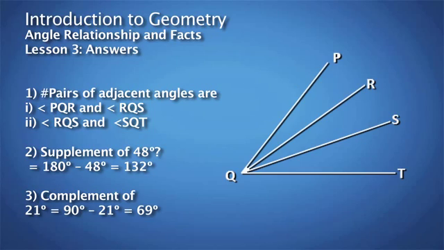Number 1, the pairs of adjacent angles are angle PQR and angle RQS. The second pair is angle RQS and angle SQT. Number 2, the supplement of 48 degrees is 132 degrees. Question 3, the complement of 21 degrees is 69 degrees. Well done. I'm very sure you got them all correct.